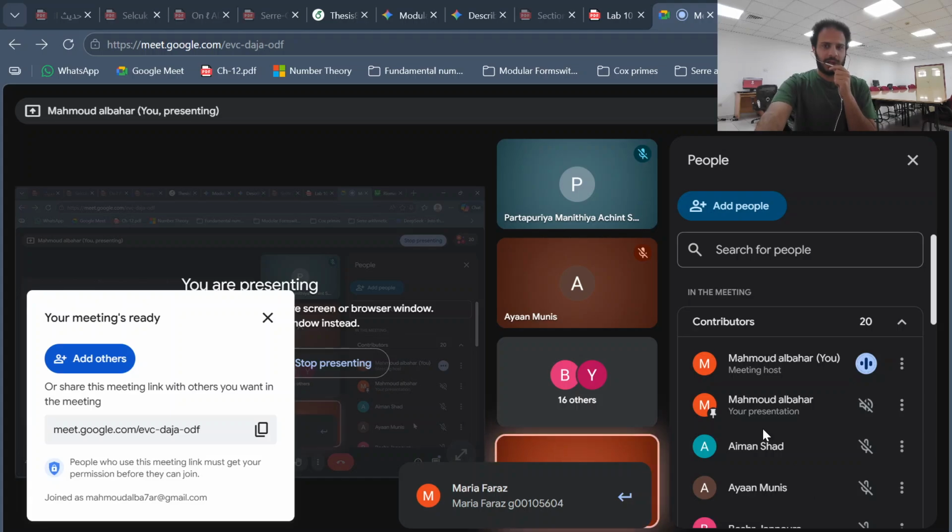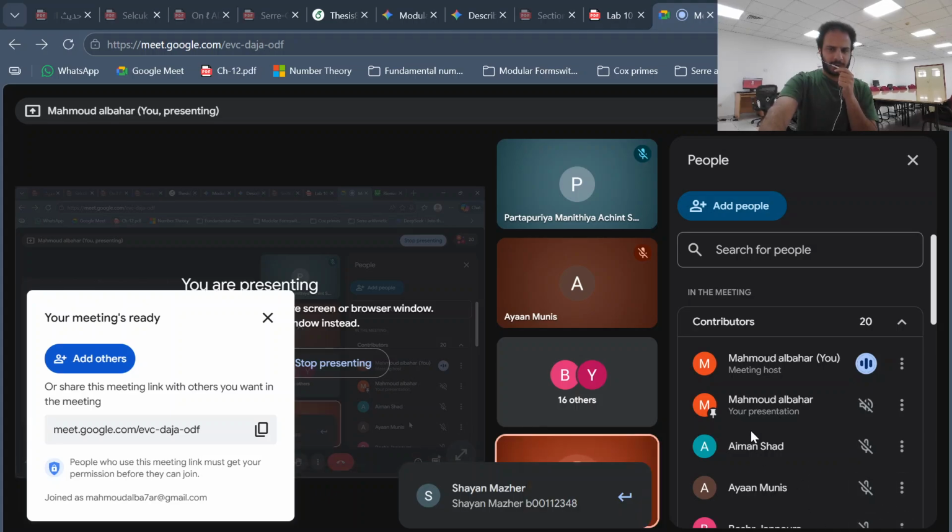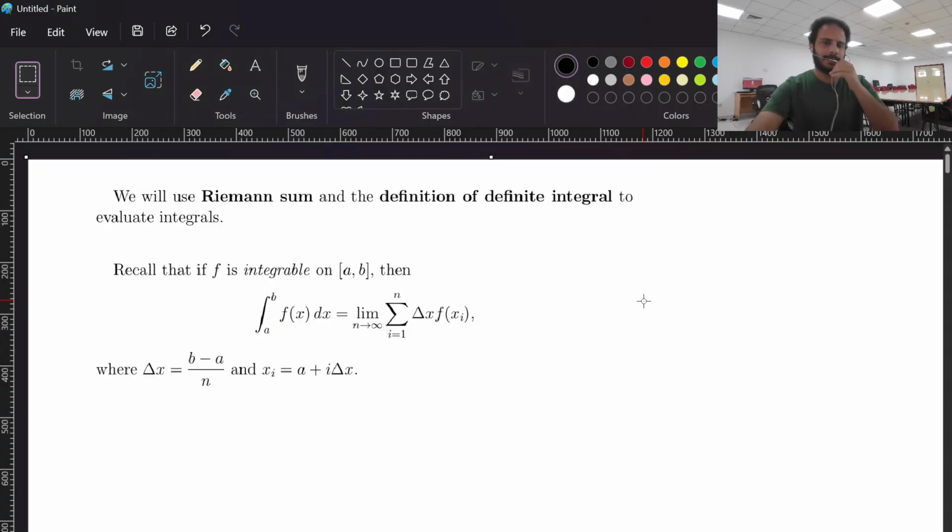Let's now solve the Riemann sum example because it's important. So let's start here. Remember to write your names and the student ID, okay? So we will use Riemann sum and the definition of definite integral to evaluate integrals. Recall that if f is integrable on the closed interval [a, b], then the integral from a to b of f of x dx equals the limit as n goes to infinity of the summation i equals 1 to n of delta x times f of x_i, where delta x equals (b minus a) over n and x_i equals a plus i delta x.